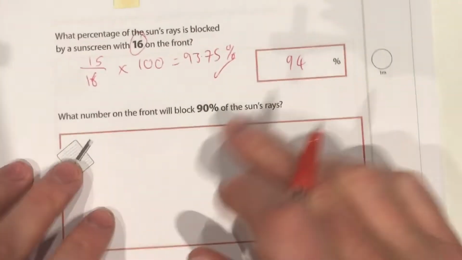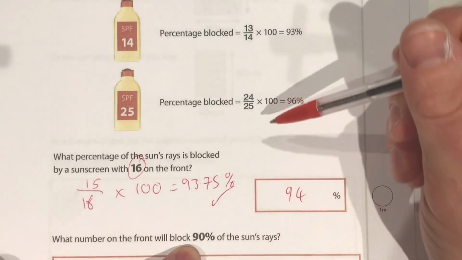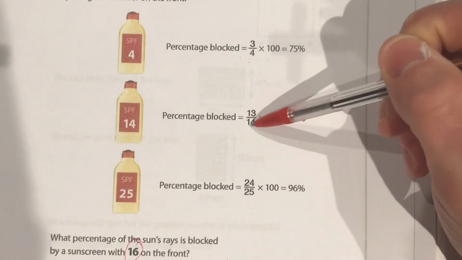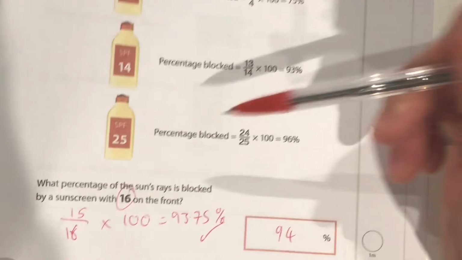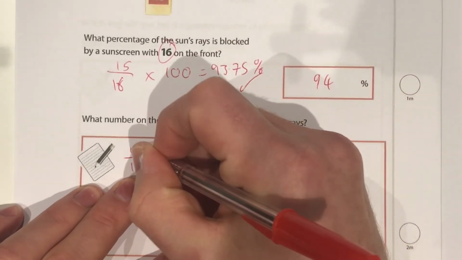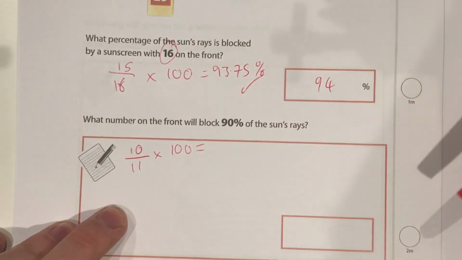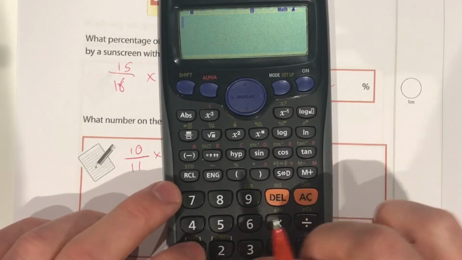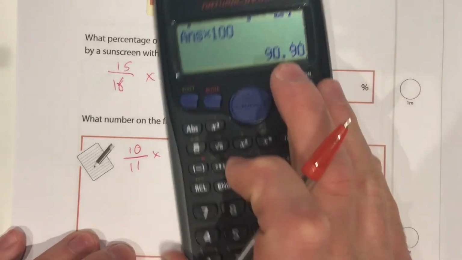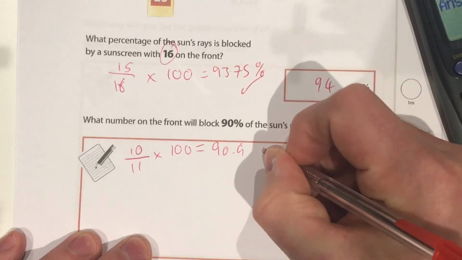Now for the next question, it says, what number on the front will block 90%? So we know that 3/4 here is 75, 93, 13/14. So we know we've got to go slightly smaller. So I'm going to start with 10. It's a bit of trial and error. 10 over 11 times 100, and then I'm going to decide whether I go higher or lower. So 10 divided by 11 times 100 gives me an answer of 90.9 recurring. So that would be too big.